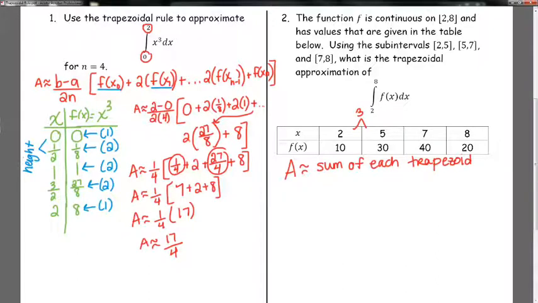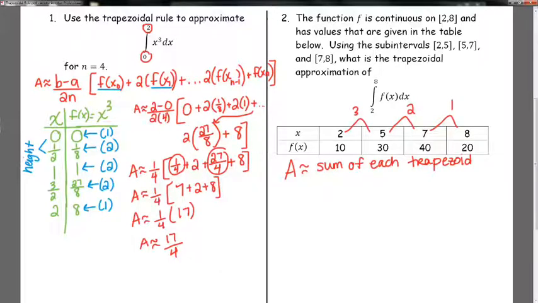Alright, number 2. Function f is continuous on the interval from 2 to 8, has values in the given table below, using the sub-intervals of 2 to 5, 5 to 7, and 7 to 8. What is the trapezoidal approximation? In this case, we're going to talk about how we do this where the heights are changing. So the height for this trapezoid is 3. The height for this trapezoid is going to be 2. The height of this trapezoid is going to be 1.